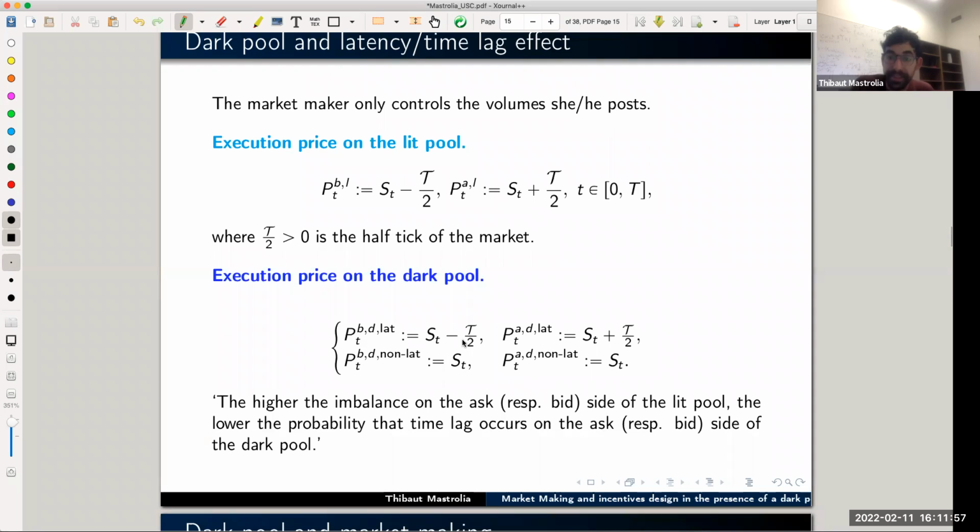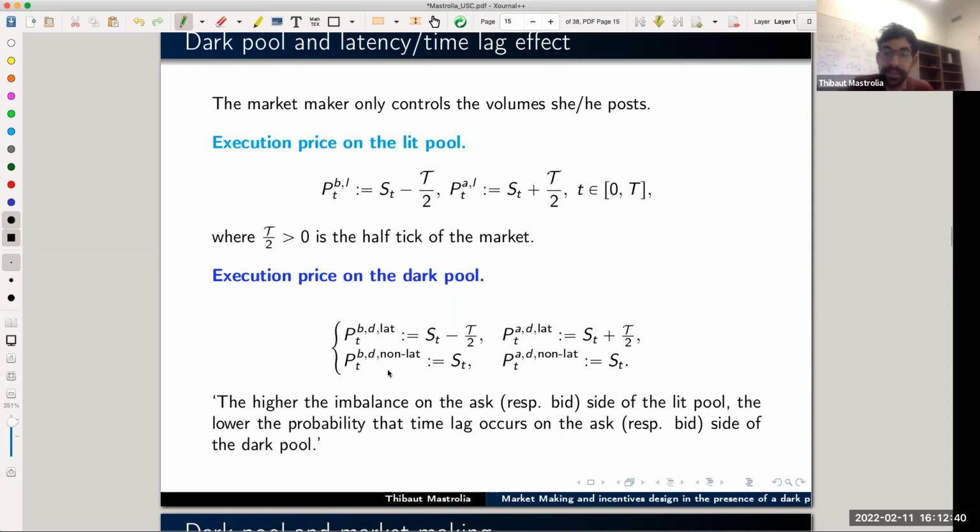But if there is latency, in this case, if you have a big imbalance on the ask side of the lit pool, then you will have a big latency on the ask side in the dark pool also, and the mid price will not evolve on the dark pool fast enough. So instead of having a new price which moves with the new market impact, you will still have the price of the previous transaction due to just a technical issue. So there is a delay in the transaction, and this delay is modeled by a latency effect.